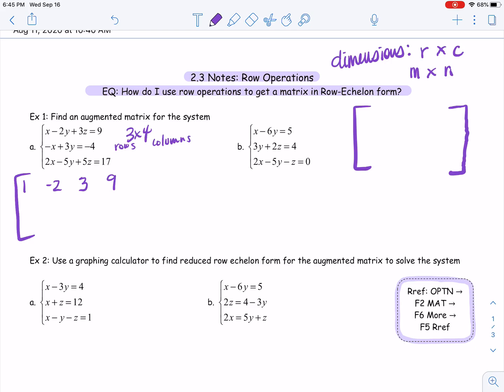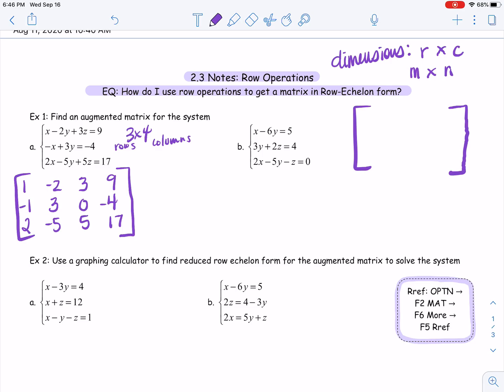My second row, the X has a coefficient of -1. The Y has a coefficient of 3. There is no Z variable, which means I need to put a 0 in its place because really 0 times anything is 0. So if you don't have a variable in the equation, you need to put 0 as a placeholder. And then what is the constant? -4. So there's my second row. My third row would be 2, -5, 5, 17. And here is my 3 by 4 matrix, and this is the augmented matrix for that system.